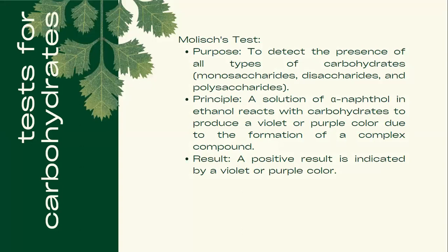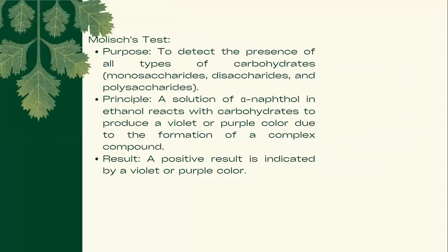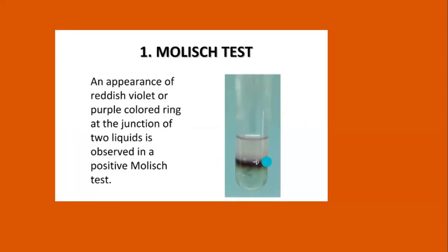So any carbohydrate, be it a potato, a sugar, a fruit, anything, if you just add this Molisch's reagent, it will give you a violet or a purple color due to the formation of a complex compound. So a positive result is indicated by a violet or a purple color. You see there is a violet ring, a reddish purple ring at the junction of two liquids. So you have the sugar solution and you add the Molisch's reagent and you get a purple or a violet ring.